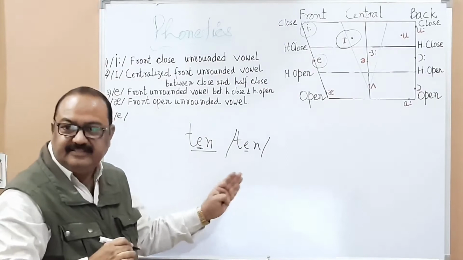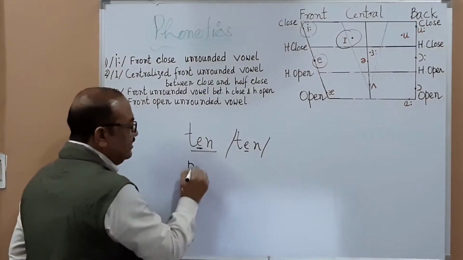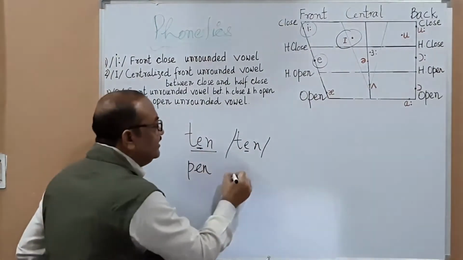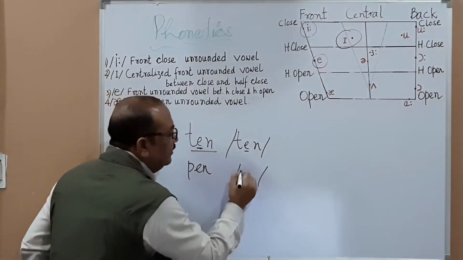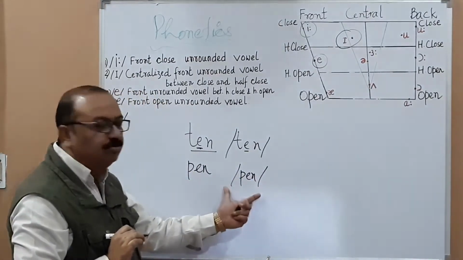Suppose you get a word like pen, then you don't have to worry or bother. Just repeat this the way it is, pen. This is phonetically alright.